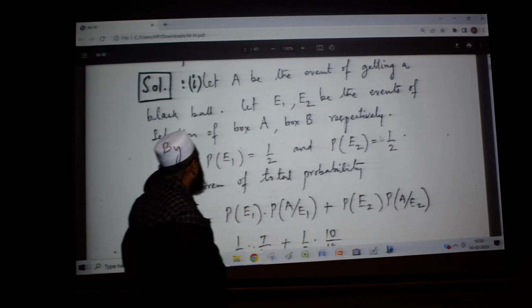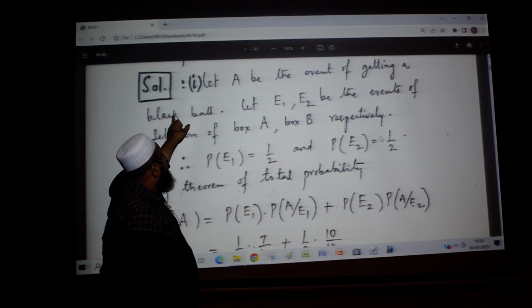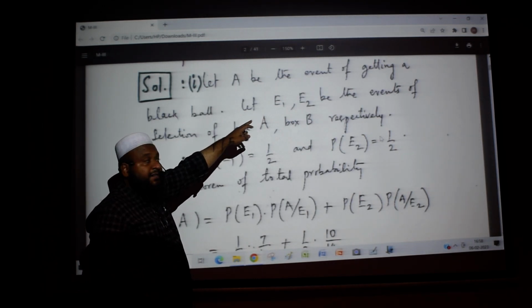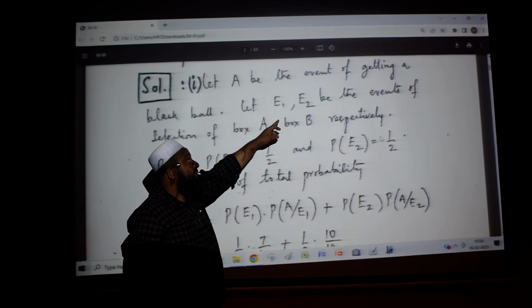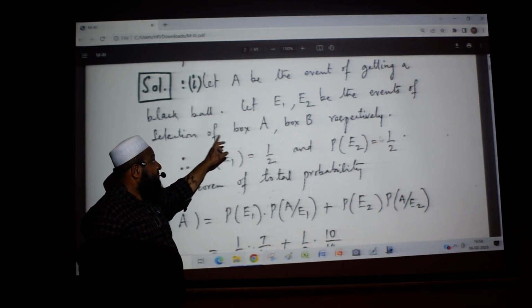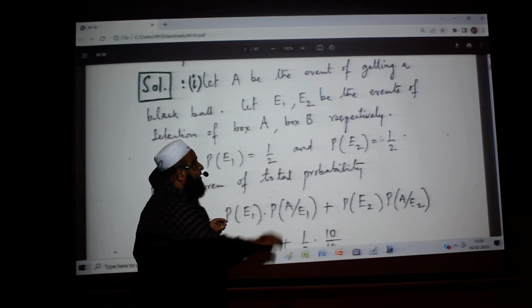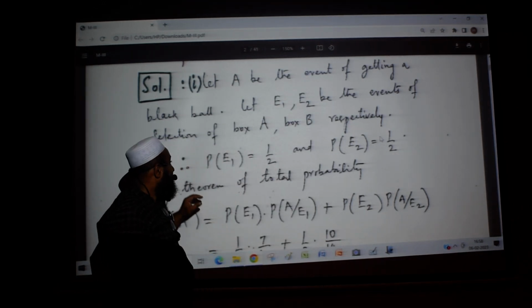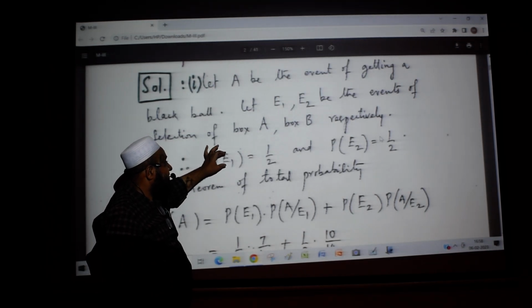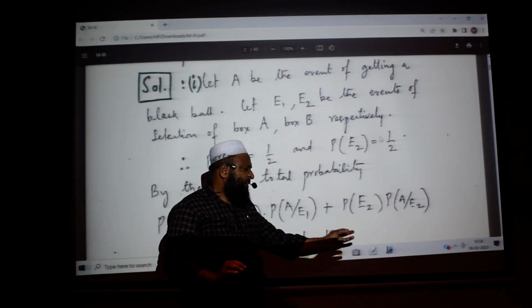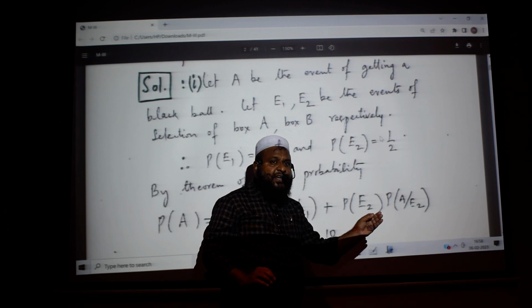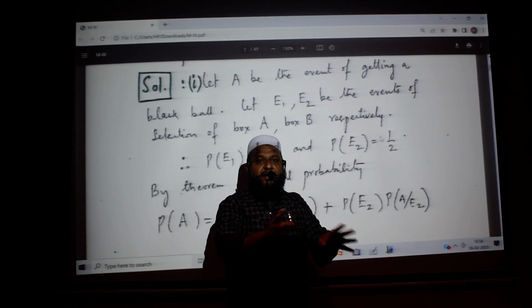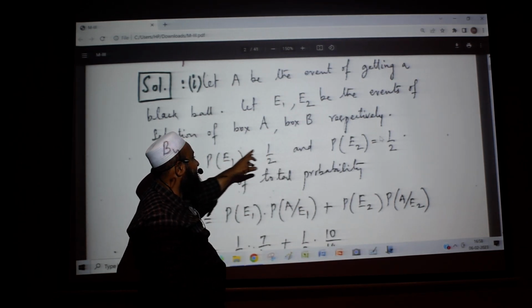So it's written here. A is the event of getting a black ball. E1 and E2 are the events of selection of box A and box B respectively. Means E1 is for box A, E2 is for box B. What is the probability of event E1? E1 is selection of box A. It may be box A which I selected or it may be box B. So 1 by 2 and 1 by 2 are the probabilities of E1 and E2.